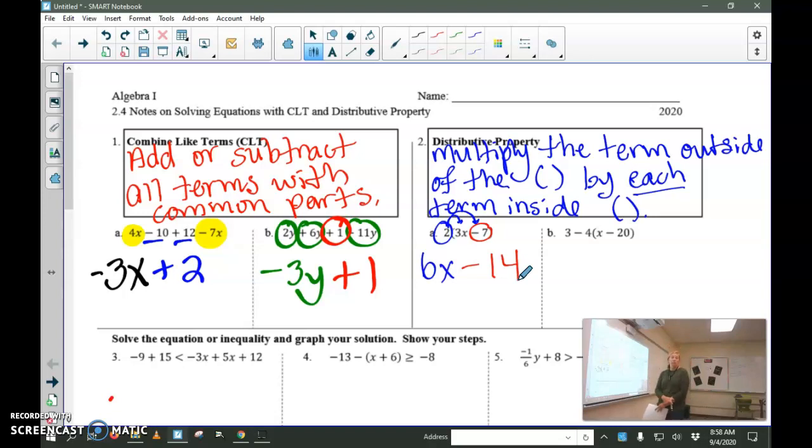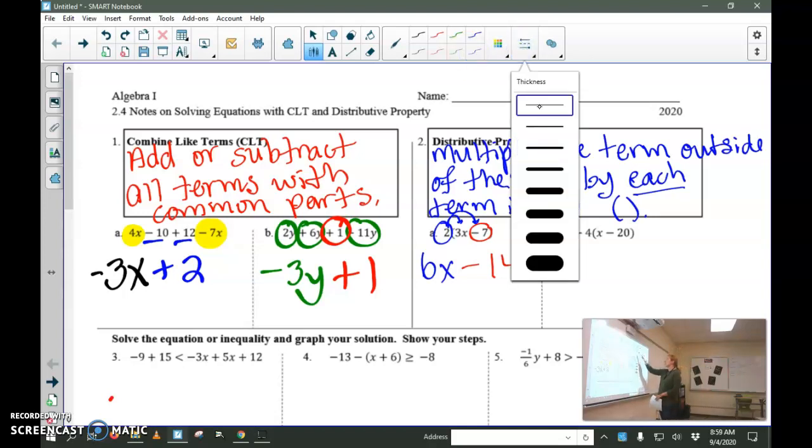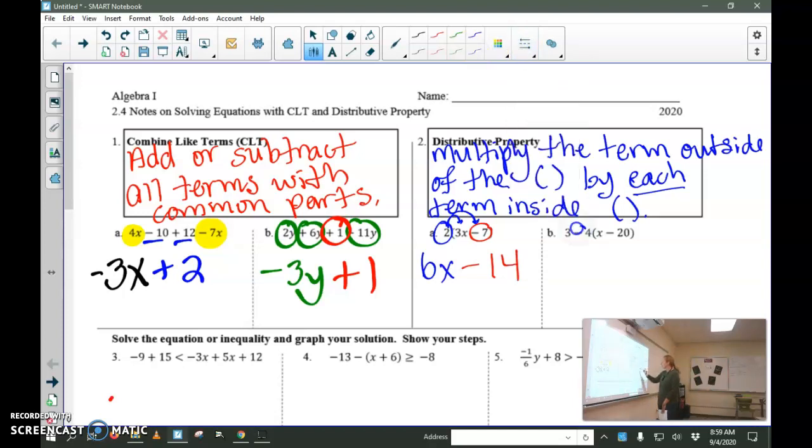All right, let's take a look at B. So in B, I have 3 minus 4 times the group or quantity, x minus 20. Order of operations says that I should multiply before I subtract. So I do not want to do 3 minus 4 to start. That was subtraction. I want to distribute or multiply the number outside of the parentheses to each term inside the parentheses. Okay, so based on order of operations, I have to do this distributive property or multiplication first.